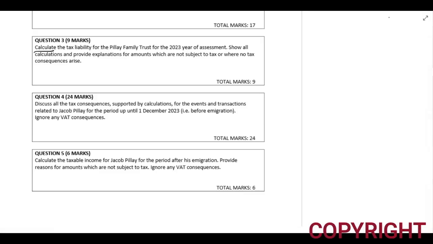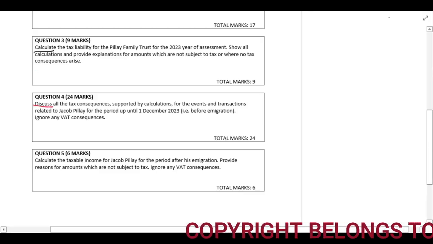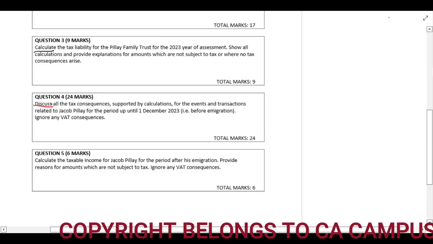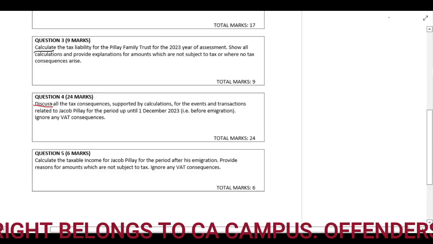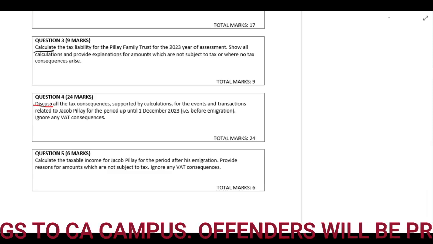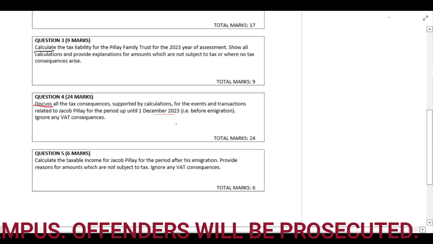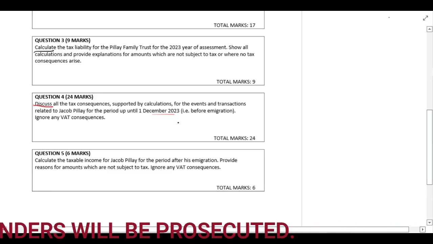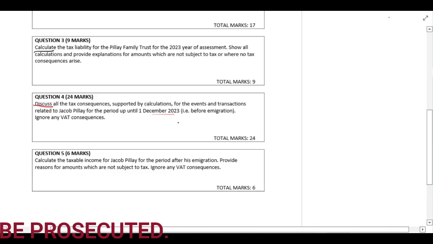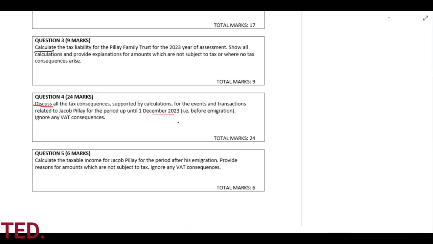Question number 4 says discuss all the tax consequences supported by calculations for the events and transactions related to Jacob Pillay for the period up until the 1st of December 2023 and ignore any VAT consequences. So this is up until the date when he emigrates.